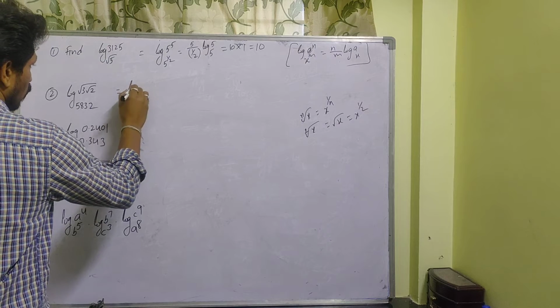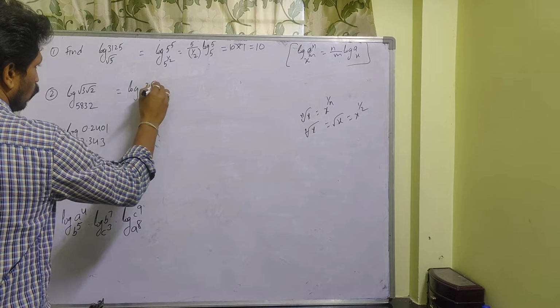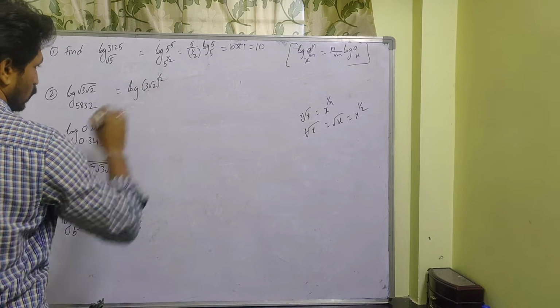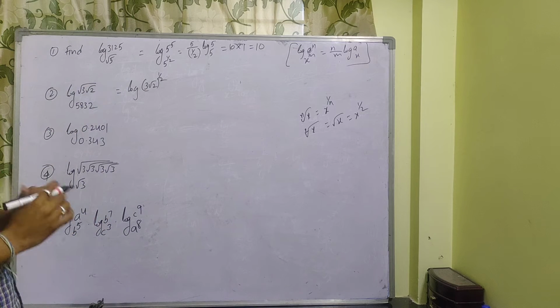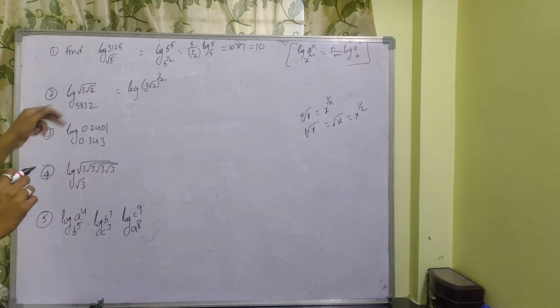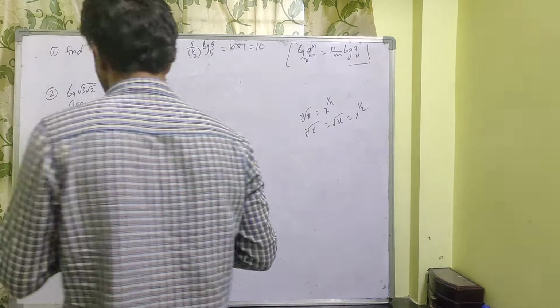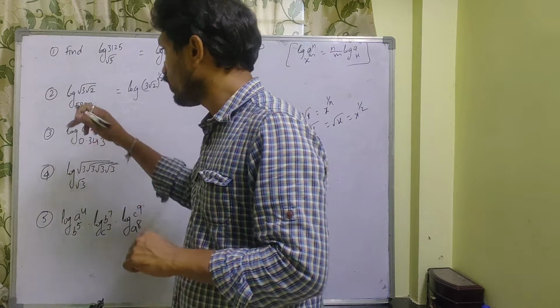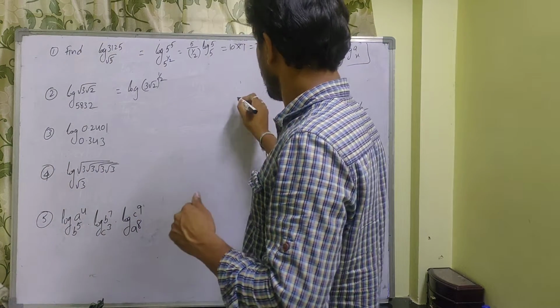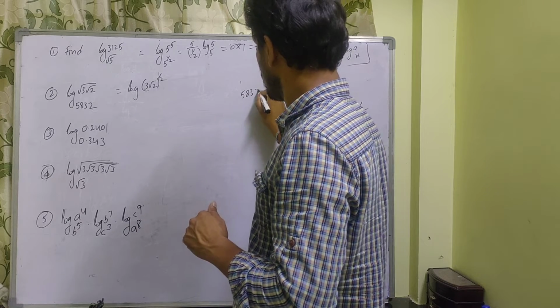This is nothing but log base 3 root 2 of the whole power 1 by 2. First, this square root you can write as (3 root 2) whole power 1 by 2. And 5832, how can you write it? If you have any doubt, just prime factorize 5832, nothing more to it.